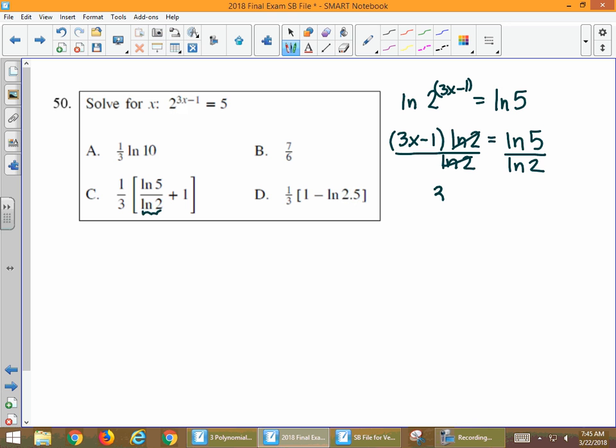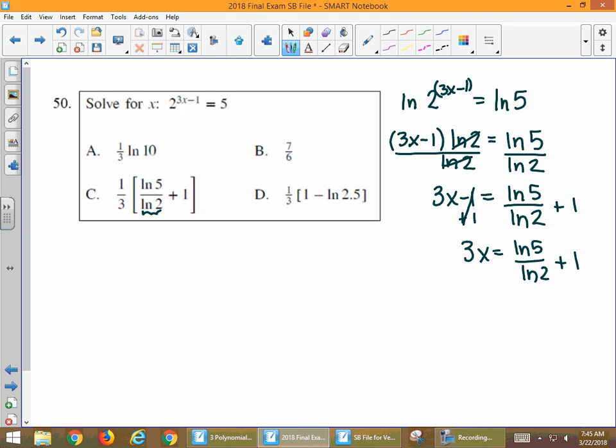Okay, so I'm left with 3x minus 1 on the left side of my equation, and ln of 5 over ln of 2. Now I'm just solving for x. I'm going to add 1 to both sides. And now to get x all by itself, I need to divide by 3.